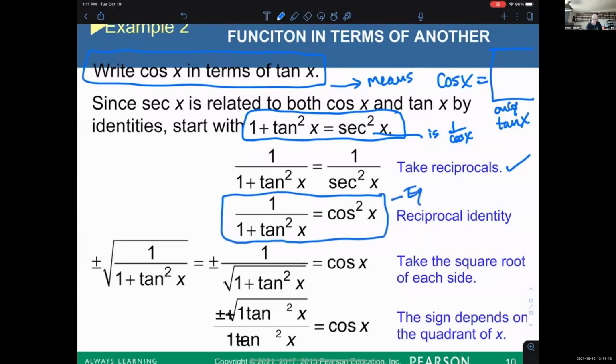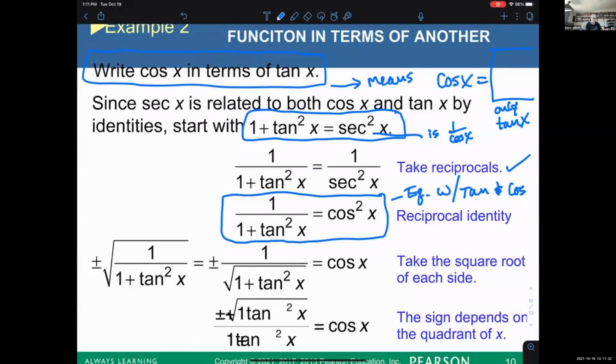And now what I want to point out is that here was their initial goal. Now you have an equation with tan and cosine. And so now if you solve that for cosine, that's what they were asking for at the outset of the problem.